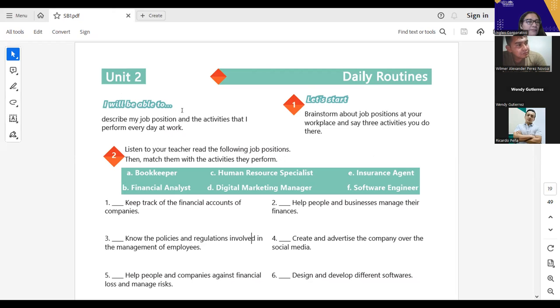So the first thing we have is vocabulary: a bookkeeper, a financial analyst, a human resources specialist, a digital marketing manager, an insurance agent, and a software engineer. So these are some of the possible job positions that you have in your company. Or maybe you are one of these, right? For example, do we have any software engineer in the class? Or are you an engineer in software? Software engineer? No? Nobody?